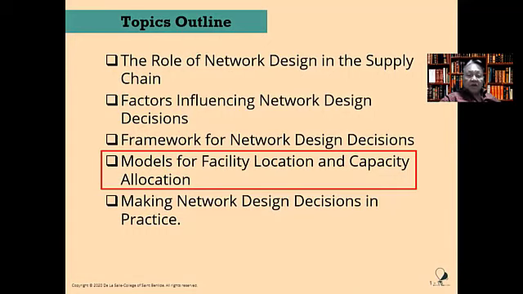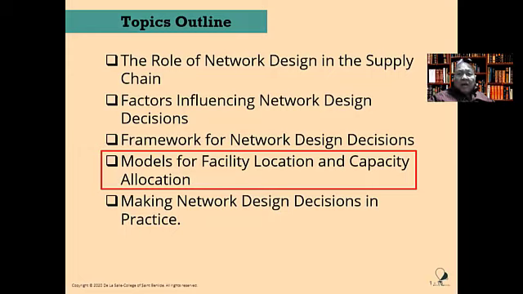Models for facility location and capacity allocation. Now, I have here some slides that I have prepared for you, but take note that I also sent you a copy of the Excel Solver model that I developed for this example that I'm mentioning here. So I trust you have gone over them. Presumably, I also assume that you have correctly activated your Solver add-in in your Excel software, because we'll be using that in discussing the following example.